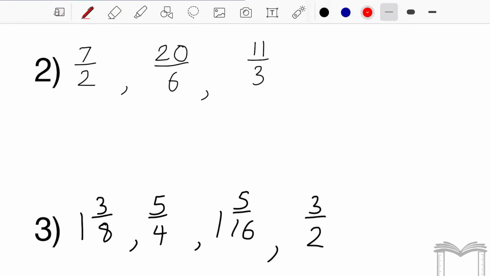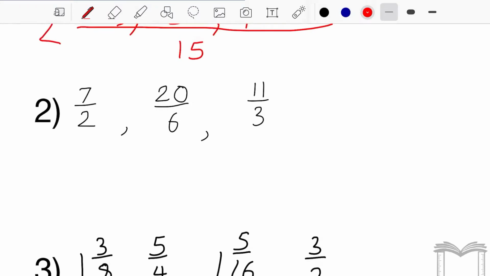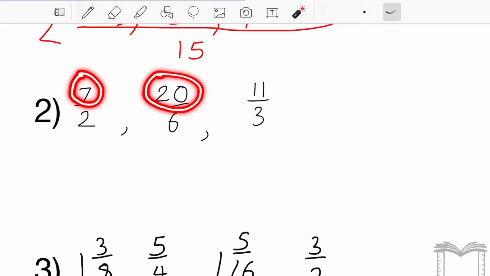Number 2. So these fractions here are improper fractions. We have 2 ways we can work this. We can either convert them to mixed numbers and then put them in ascending order, or we can leave them as improper fractions. Sometimes it works out better to convert them to mixed numbers. Sometimes it's better if we leave them. When the numerators are large, I like to make them into mixed numbers, so that way we don't have to multiply huge numbers.